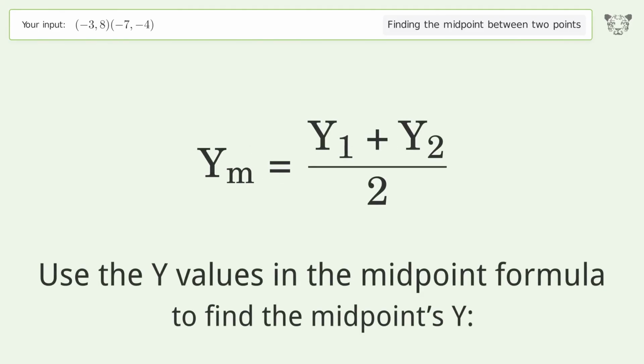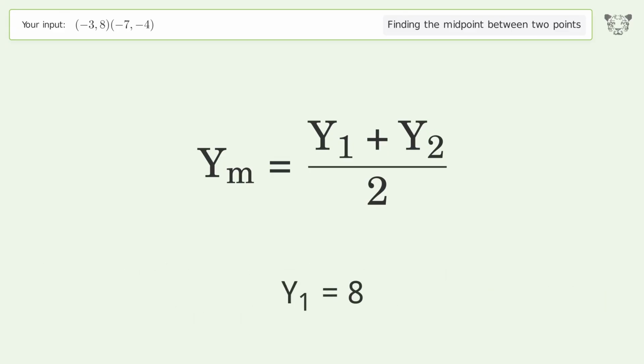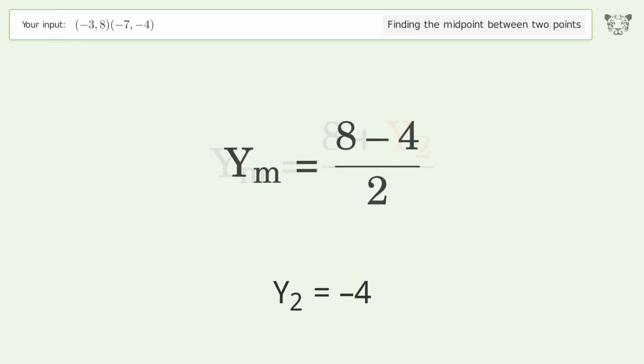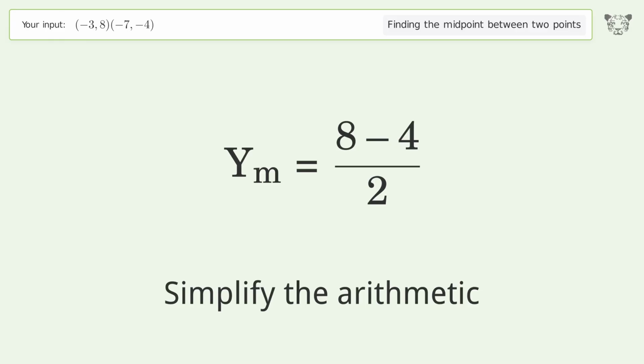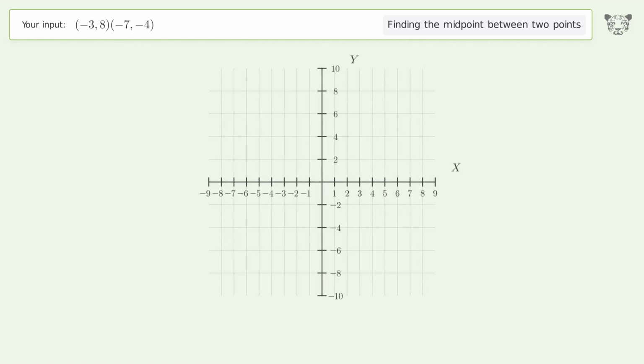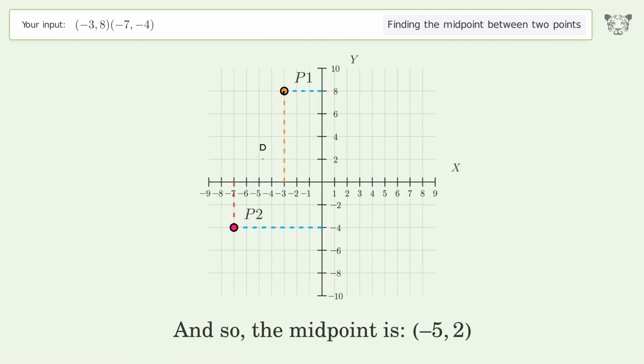Use the y values in the midpoint formula to find the midpoint's y. y1 equals 8. y2 equals -4. Simplify the arithmetic. And so, the midpoint is -5, 2.